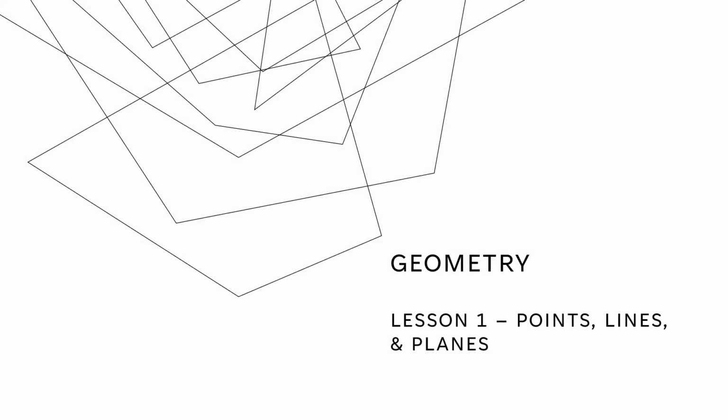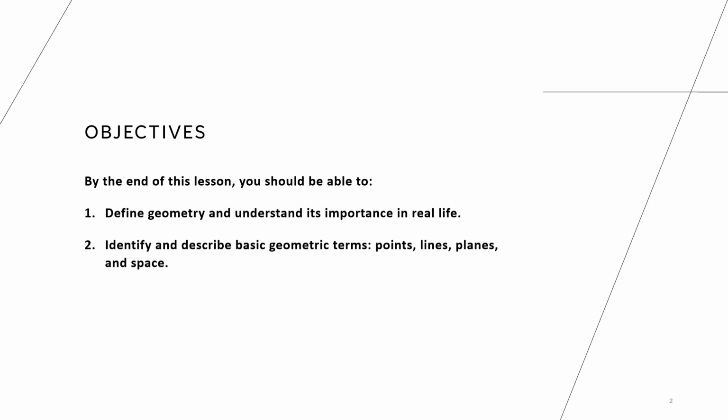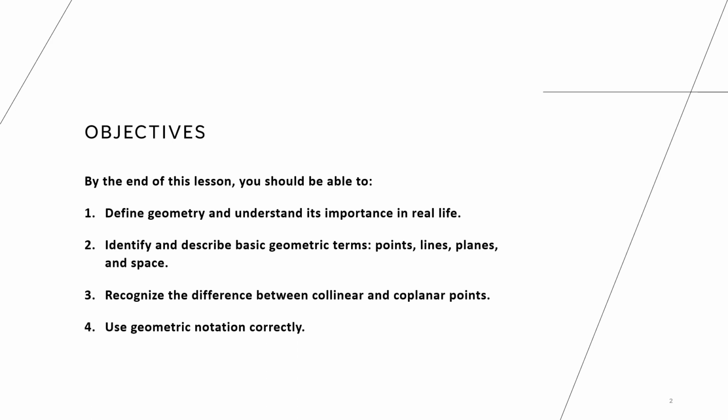Lesson 1. Points, lines, and planes. By the end of this lesson, you should be able to: 1. Define geometry and understand its importance in real life. 2. Identify and describe basic geometric terms: points, lines, planes, and space. 3. Recognize the difference between collinear and coplanar points. And 4. Use geometric notation correctly.